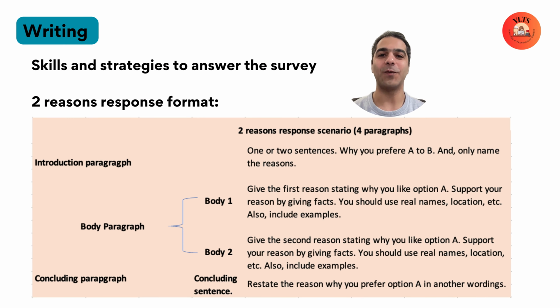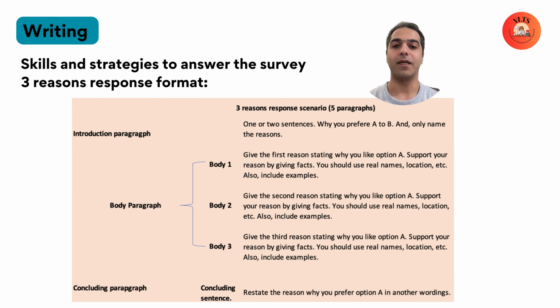In order to start writing, you need to choose between two types of formatting. The first one is the two reason response format. In this format, you have four paragraphs: introduction, two body paragraphs, and a conclusion. On the other hand, in the three reason response format, you have five paragraphs: introduction, followed by three supporting or body paragraphs, and in the end, you have the conclusion.